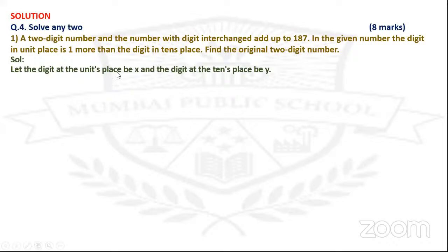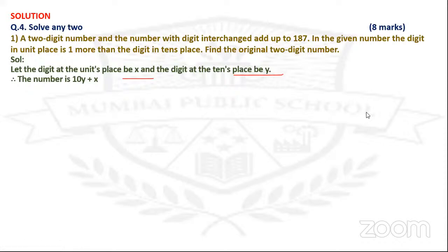Check here, two-digit number, so that means it is going to have a units place and a tens place. So what I'm going to do is assume the digit at the units place as x and the tens place as y. So what is my number? My number is 10y plus x.